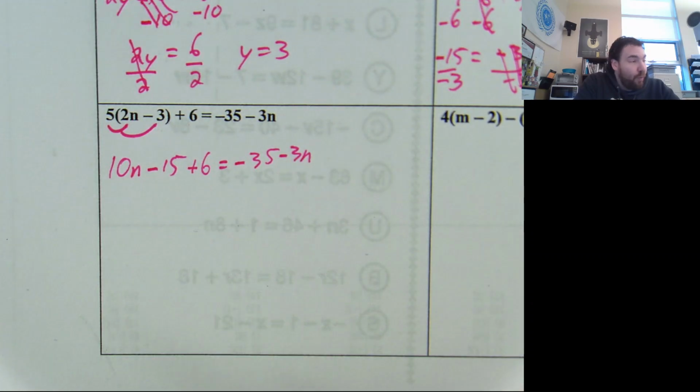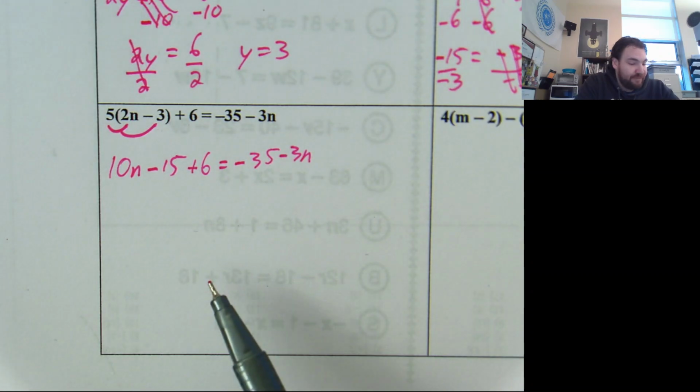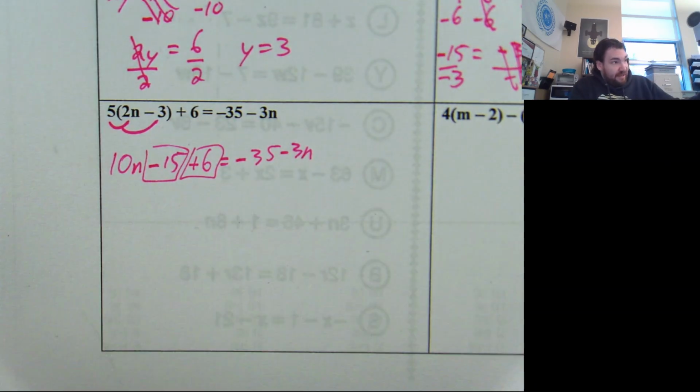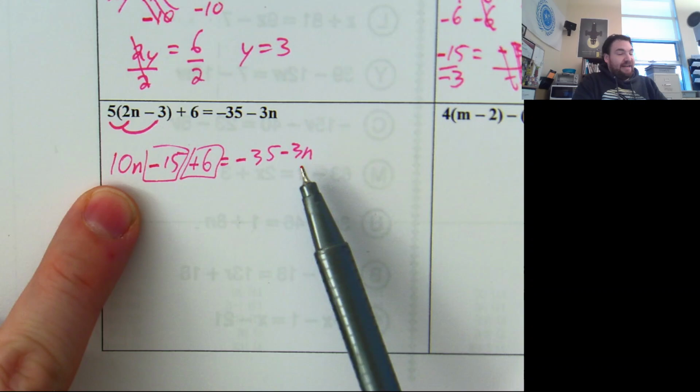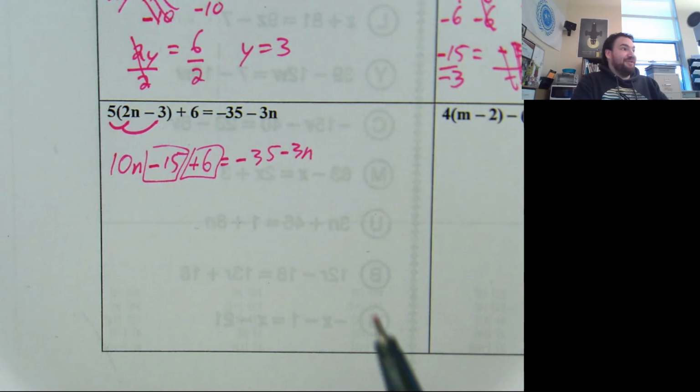So, what are my like terms in this thing? Okay, so 2 things have been suggested. The negative 15 and positive 6 has been suggested. The other thing that was suggested was the 10n and the negative 3n. One of those is correct, the other one is wrong. And unfortunately, I already circled one of them, so you know which one's correct.